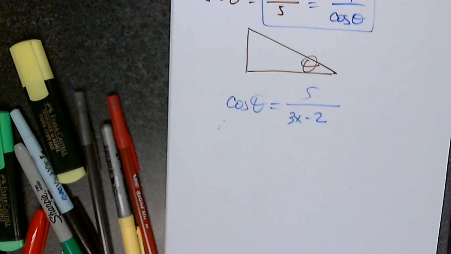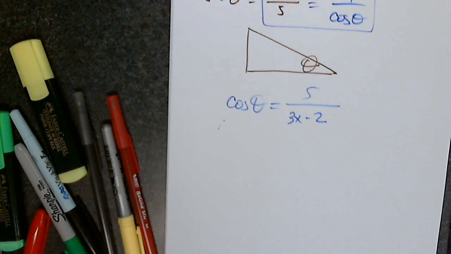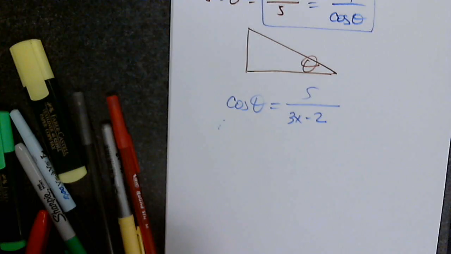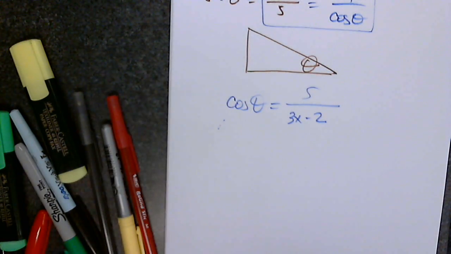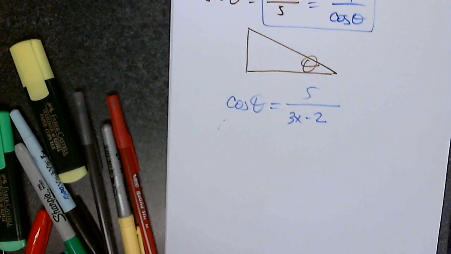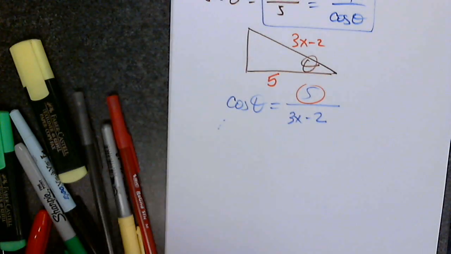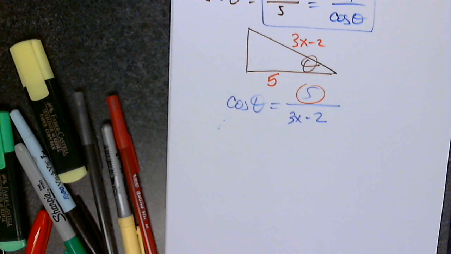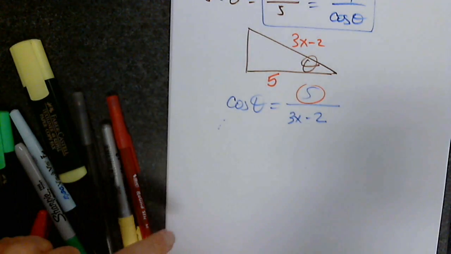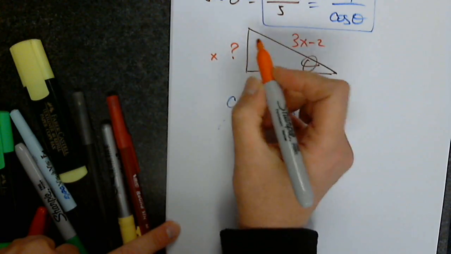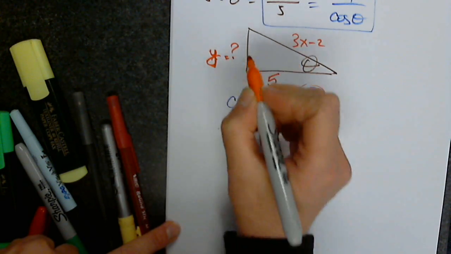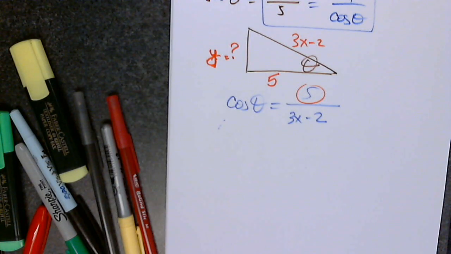What do I know about cosine theta? What is the ratio? What does it mean? This over that. What is this and what is that? What is cosine? What does cosine equal to? Very good. Adjacent over the hypotenuse. 5 is the top, which is the adjacent. 3x minus 2 is the bottom, which is the hypotenuse. So I have to find this. I'm going to call it y. Once I find the other leg, then I can determine the rest.